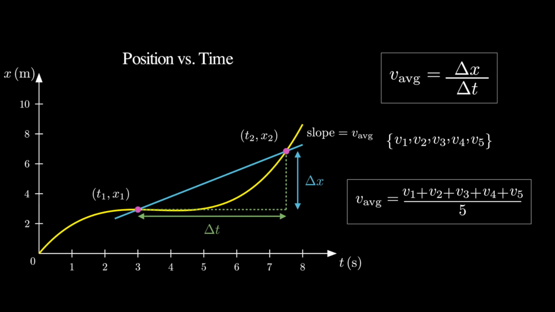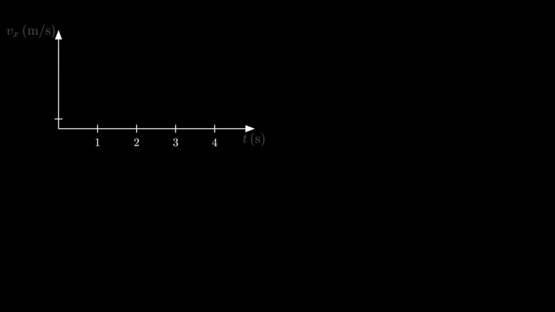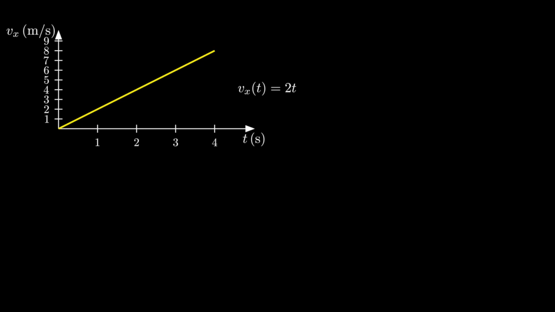Let's start with an experiment. Consider an object that starts from rest and speeds up at a constant rate of 2 meters per second every second. We will find the average velocity of the object between 2 seconds and 3 seconds using two different methods.